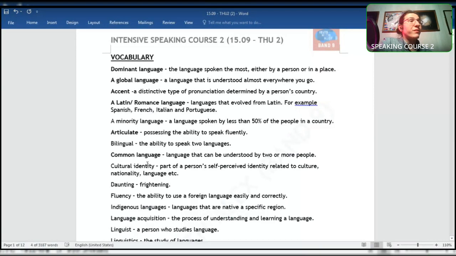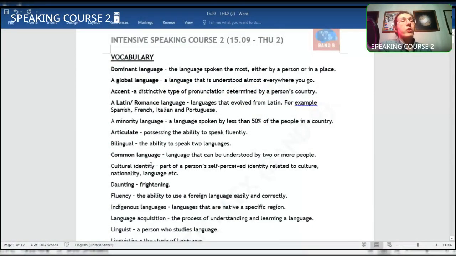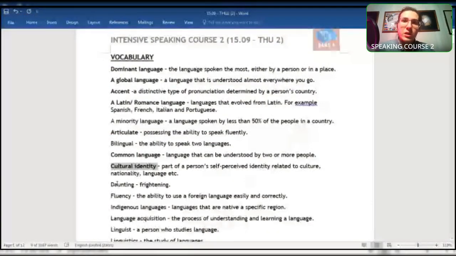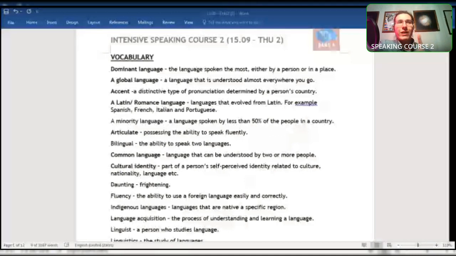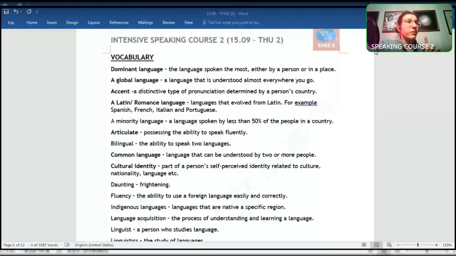Cultural identity. Great phrase. Really recommend you guys use this. Cultural identity is someone's culture, nationality, language. This is all the information regarding their culture. Who is this person as a person? This can be used in a lot of situations. I think if you use this phrase on your test correctly, you can get a very high score because it's a complicated phrase, but also a very good phrase. Let's continue.